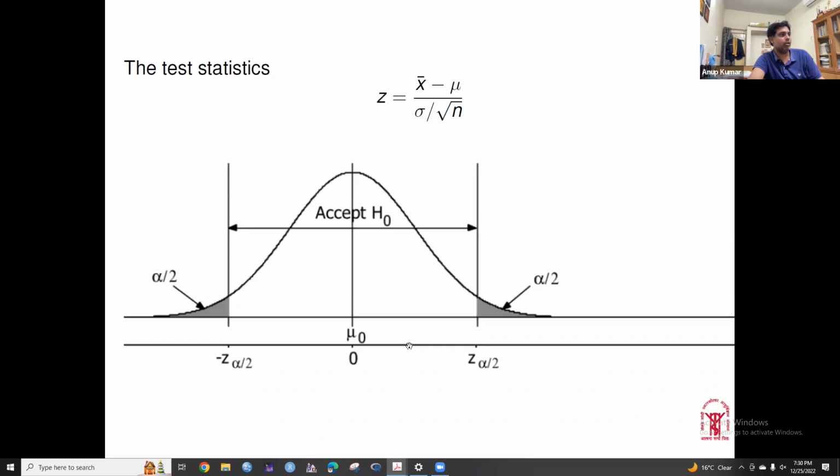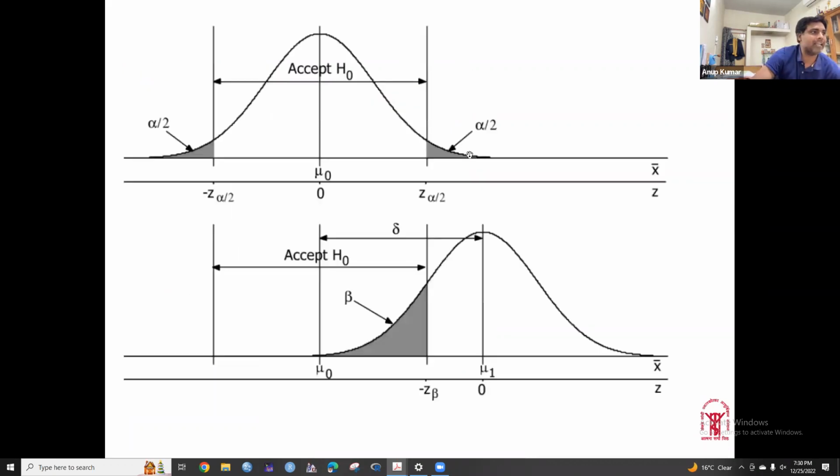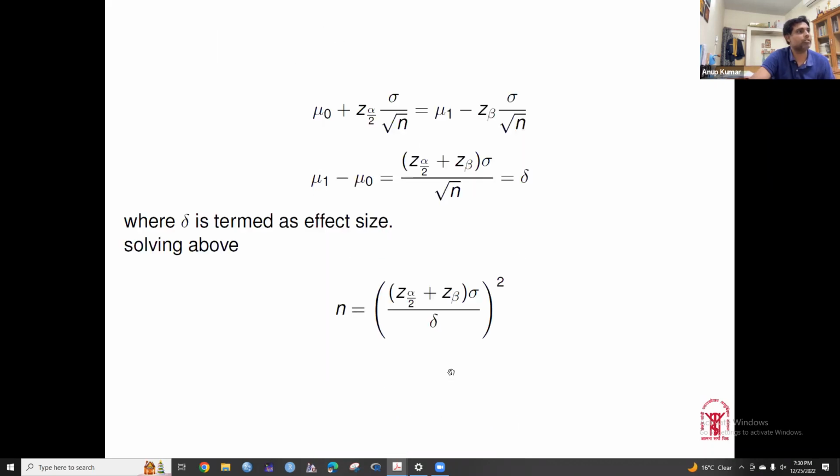Now this is the test statistic which we are going to use. We are going to use the test statistic based on the t-test. Okay, we are going to test the mean. So the sample size calculation formula is derived on this. I'm not going to explain how this formula is derived.